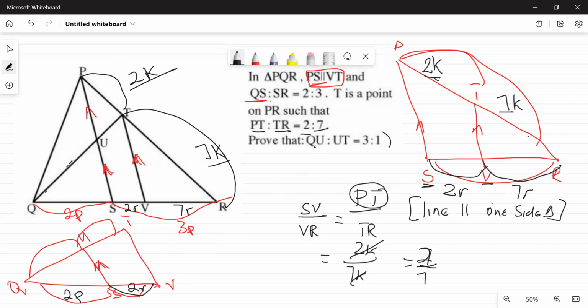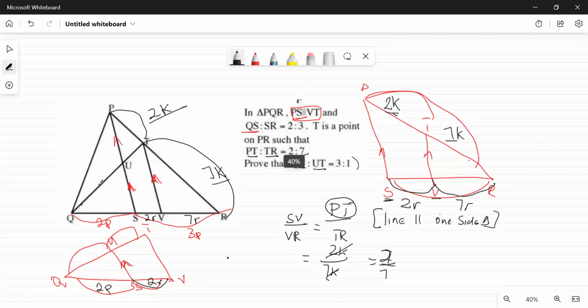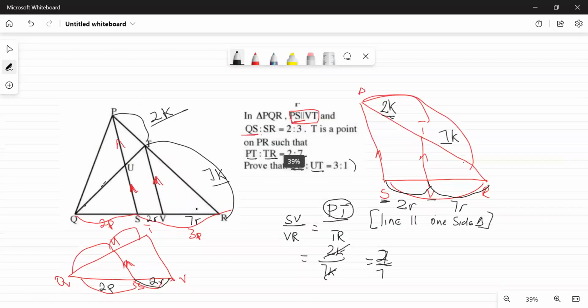Now, what are we looking for? We are looking for QU all over UT. Let's go and check if we can get that. If we try to get that, then what are we going to have? We are going to have QU, which is what we're looking for, all over UT. Now, QU and UT, you get them from this diagram here. This is the diagram that you're going to use. It has QU all over UT.